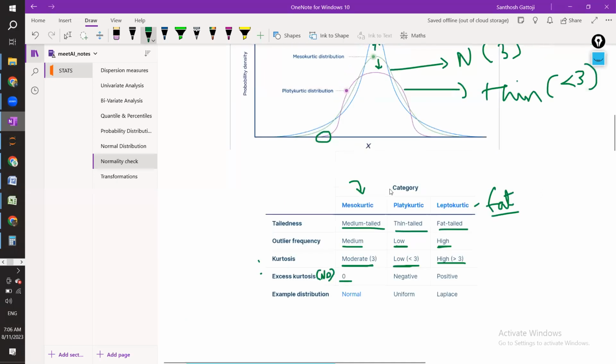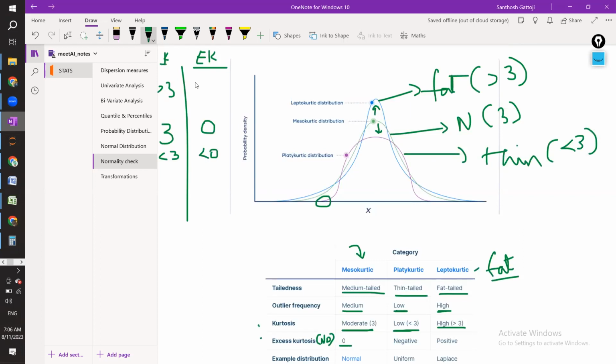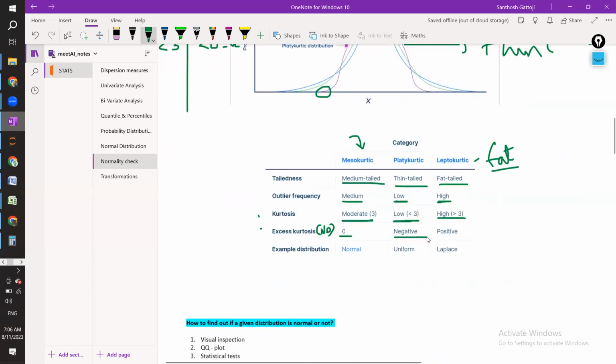So if it is normal kurtosis, then this is 3, with greater than 3 and less than 3 on either side. Agree? But if it's excess kurtosis, you are just shifting the values. Now 3 becomes 0, so less than 3 becomes less than 0, and greater than 3 becomes greater than 0. That means this became positive, this became negative, and this became 0. That's why this became negative platy and this became positive lepto.